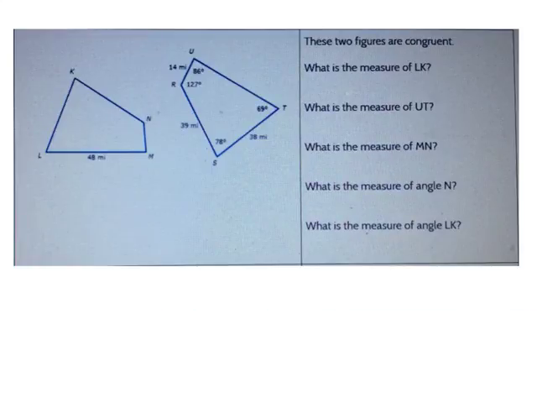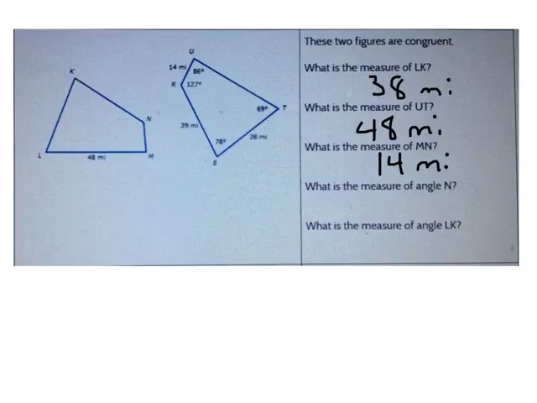Now try one where more of the sides and angles are missing. These two figures are congruent. What is the measure of LK? LK corresponds to TS. The measure is 38 miles. What is the measure of UT? UT corresponds to ML. The measure is 48 miles. What is the measure of MN? MN corresponds to UR. The measure is 14 miles.